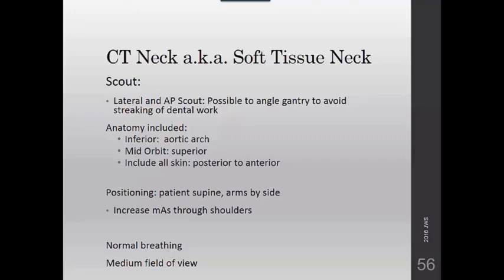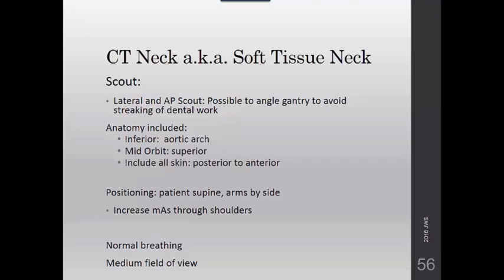The anatomy included inferiorly should end at the aortic arch. This may or may not be common practice at different facilities. It is at mine, but you might run into that in different places. Both of our textbooks indicate that the scan should end at the clavicular heads or the apex of the lungs. Superiorly, the scan should begin about mid-orbit. Be sure to include all the skin from posterior to anterior.